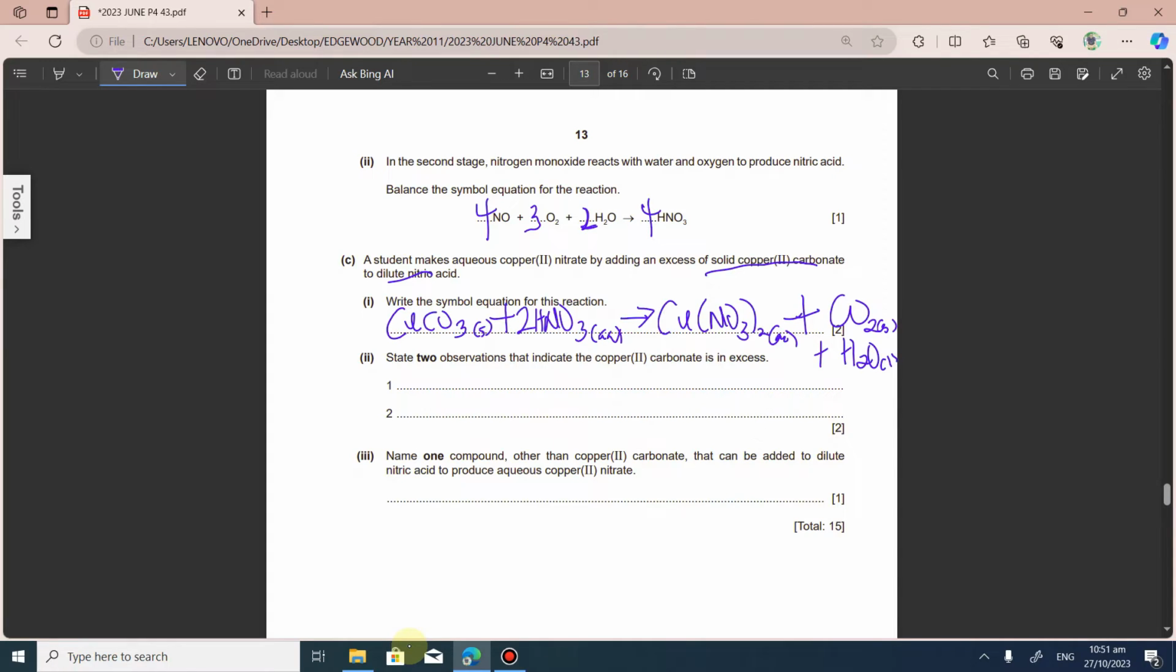State 2 observations that indicate that the copper 2 carbonate is in excess. Number 1, there's a gas giving off in this reaction. So for you to know that the copper 2 carbonate is in excess, that gas will stop. The gas liberation will stop. So we can say effervescence, simply the liberation of a gas. Effervescence stops. Okay, so effervescence stops.